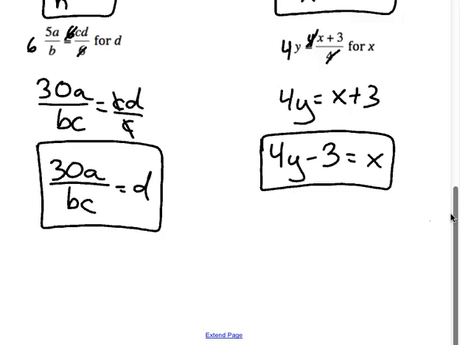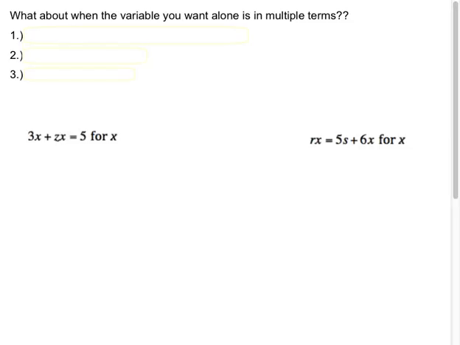So that is how you deal with basic literal equations. There is another circumstance that can come up though. Sometimes you'll see that the variable is represented more than one time. You see it in multiple terms.